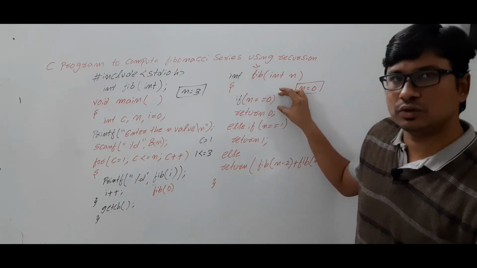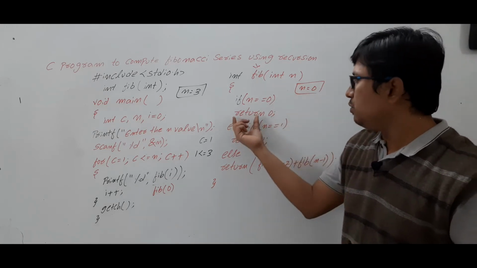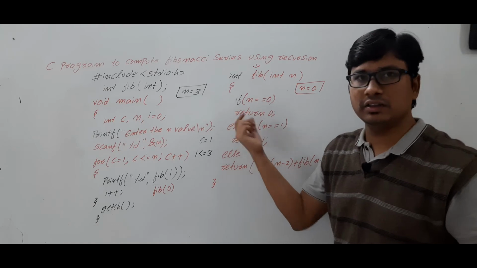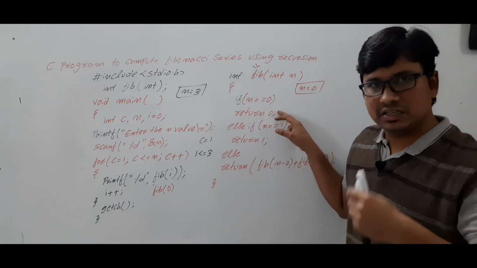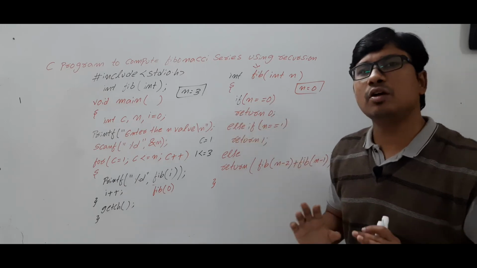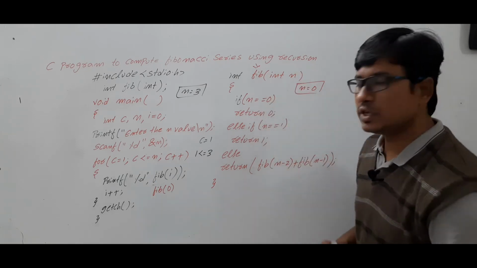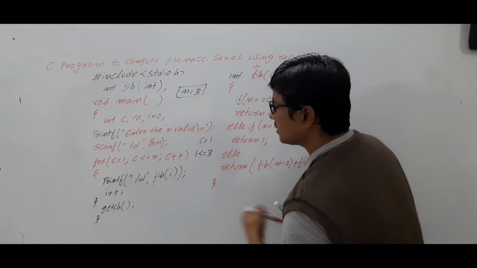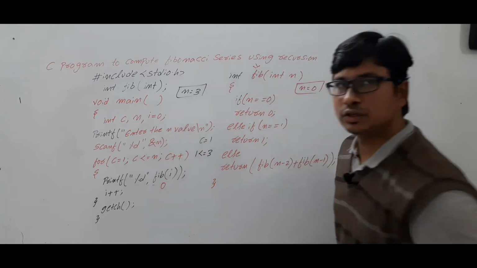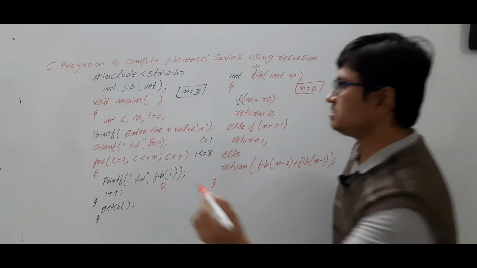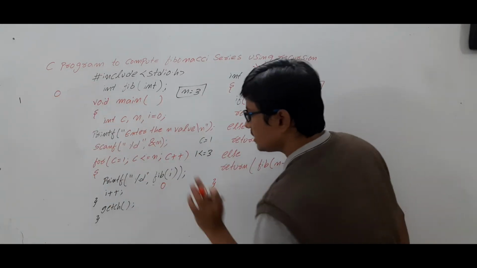If this condition is true, what are the statements in this if block that should be executed? Only one statement is there, so that's why I did not write the curly braces. If you have only one statement inside the if condition, then the curly braces are optional. Okay, so this function will return the value 0. So here it will return the value 0 as an output. Now printf %d 0. So you are displaying the output as 0. Keep it that way. Okay, then it is done.